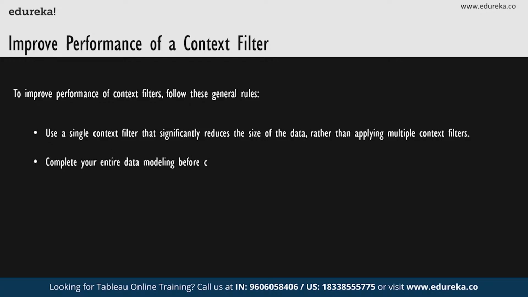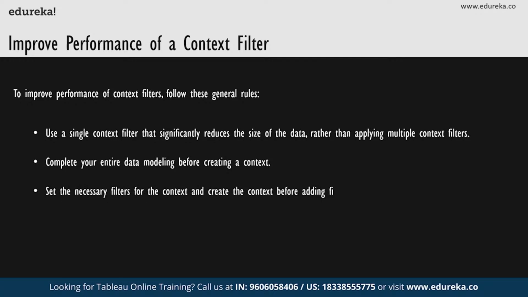Next, remember to complete all of your data modeling before creating a context. Changes in the data model, such as converting dimensions to measures, will require recomputing the context, which again will slow down the performance of the view. Next is to set the necessary filters for the context and create the context before adding the fields to the other shelves. Doing this work first makes the queries much faster that are run when you drop the fields on other shelves. And finally, if you want to set a context filter on a date, you can use continuous date.